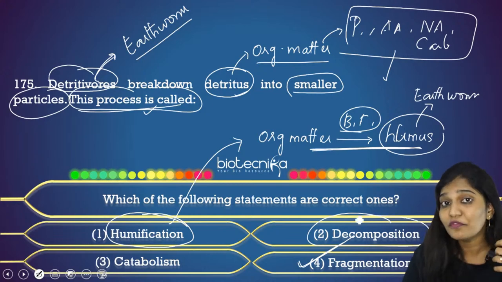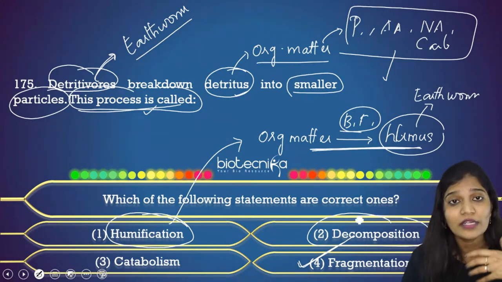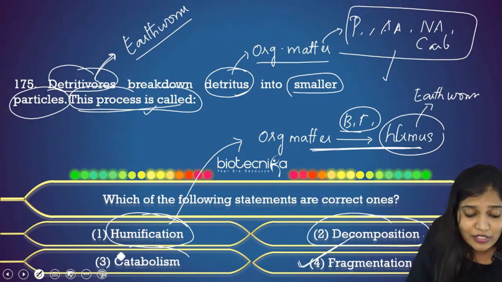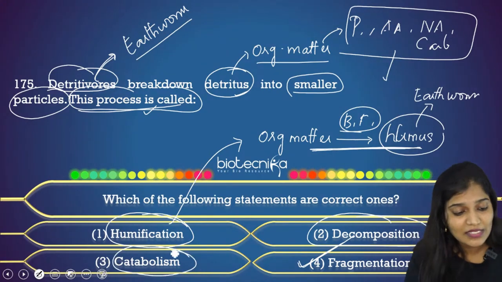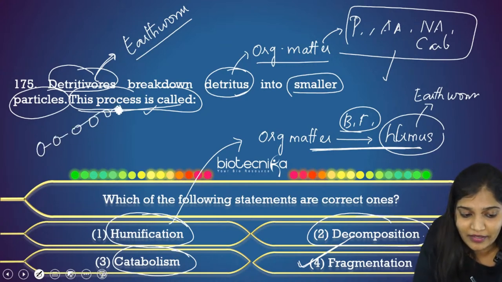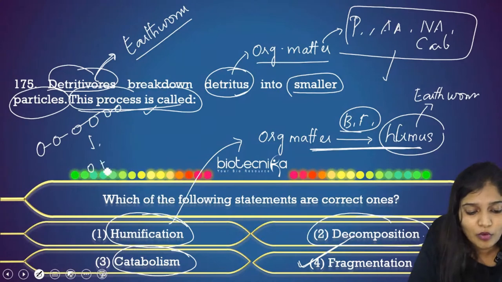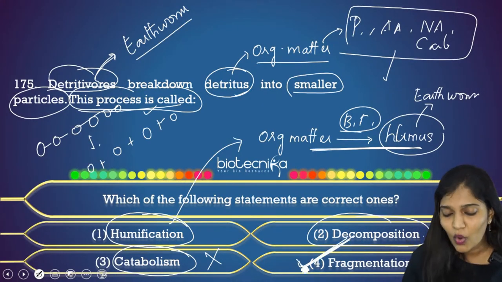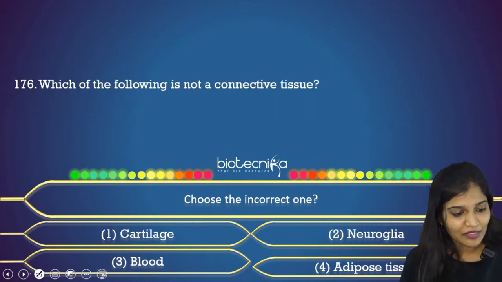Decomposition is the process of decaying or decomposing something. This is a wrong statement. Catabolism means breaking off a very large molecule, not the particle, into very, very small particles. So I'm just splitting all this molecule into one. This is also a wrong statement. We will not choose that statement. So the correct answer for this question is option number 4, which is fragmentation.